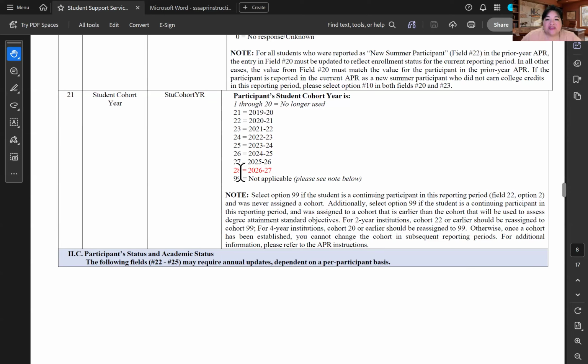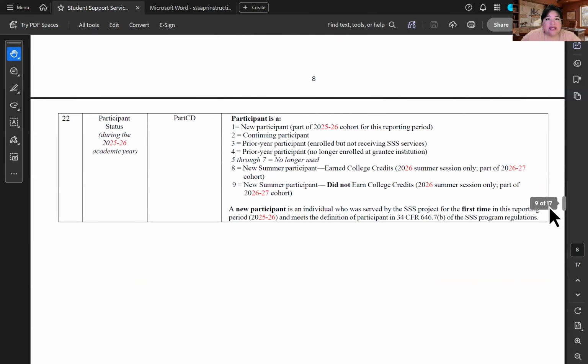So the 26-27 cohort is code 28. Anybody that was first served in the summer and is a new summer student, by default, must have a cohort of 26-27. They count toward 25-26, but their cohort is 26-27. And that sometimes throws people off. So we have a couple of minutes here, so let me wrap up.